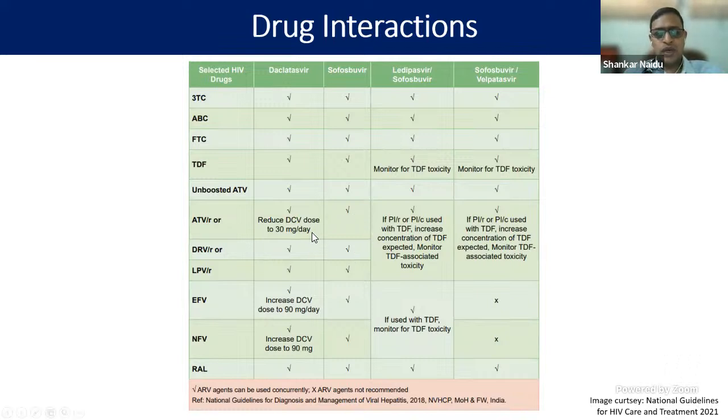And also the boosted PIs like atazanavir-ritonavir, darunavir-ritonavir, and lopinavir-ritonavir. In these patients also, if they are on sofosbuvir and velpatasvir, we should monitor for the development of tenofovir-associated toxicity. And drugs of the NNRTI class, that is efavirenz and nevirapine, are contraindicated along with sofosbuvir and velpatasvir. So these 2 points need to be kept in mind.